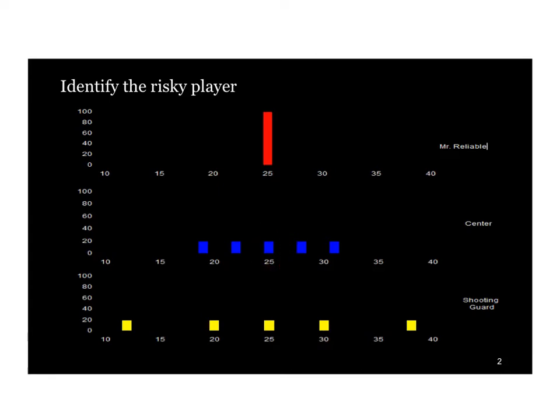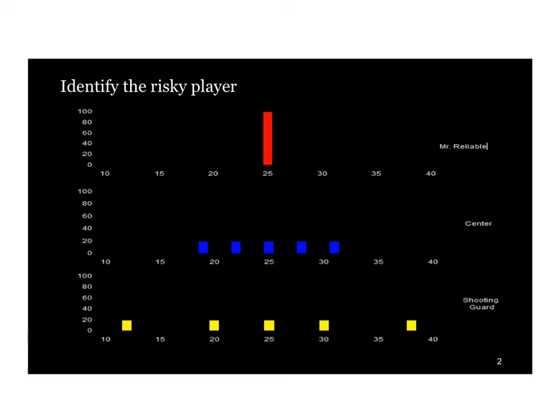In the case of the shooting guard, again, you can see that there is a uniform distribution. The mean is 25, but sometimes he scores higher, sometimes he scores lower, sometimes as high as 38 points, and sometimes as low as 12 points. So here we have these three players. The forecast for all three players for the game that they are playing tonight is 25 points.